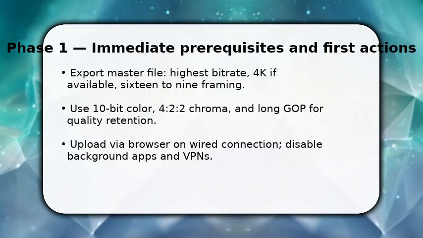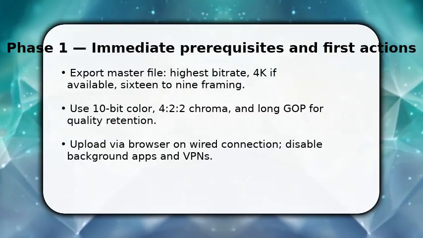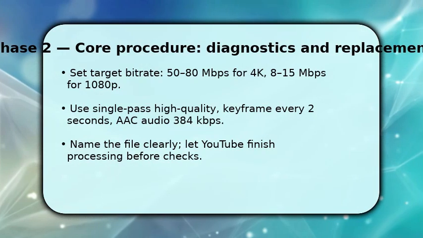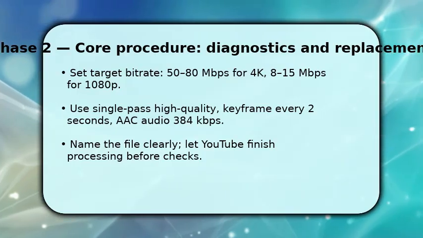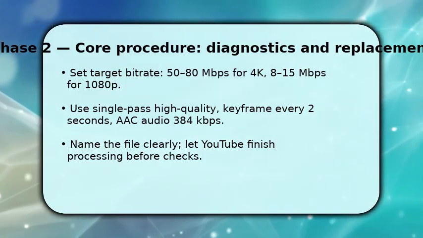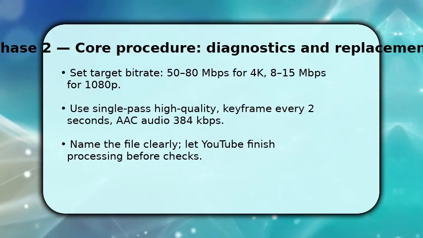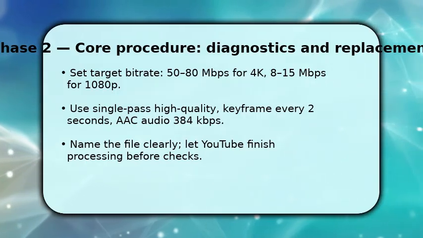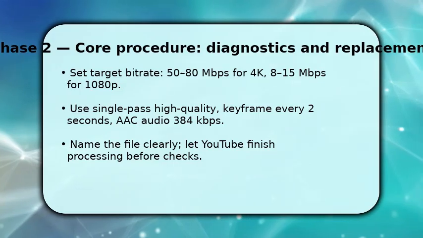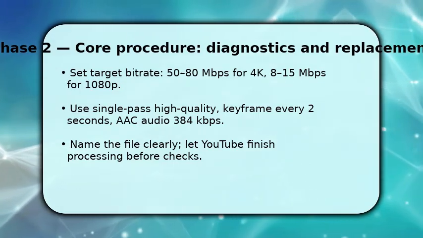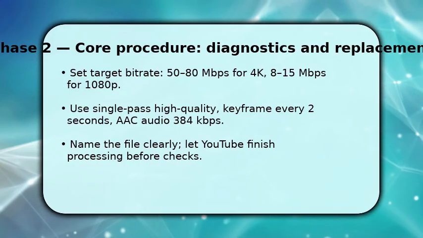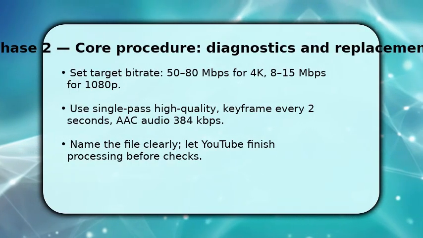You now control encoding. Choose bitrate targets that exceed YouTube's recompression thresholds so their encoder preserves detail. When exporting, use single-pass high-quality or constrained VBR and set keyframes every 2 seconds. This helps YouTube avoid re-encoding artifacts. Make sure audio is 320-384 kbps, AAC, and container is MP4.